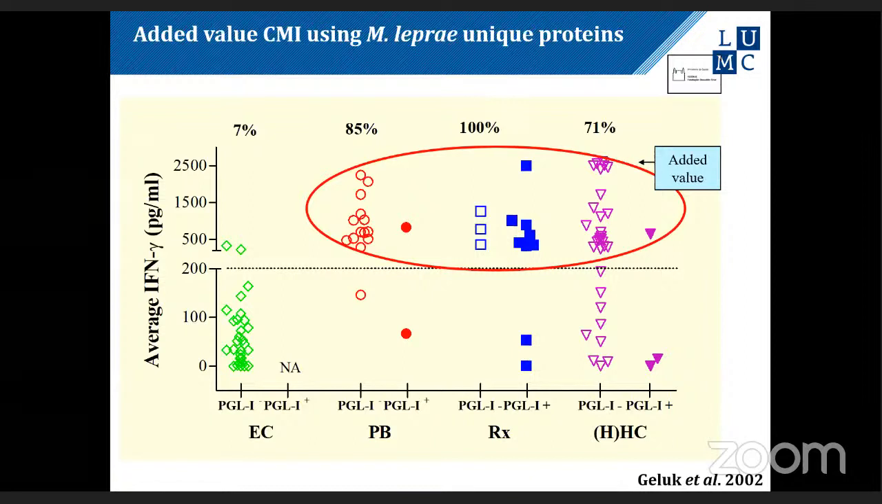So this is an added value because these individuals, they were not PGL1 positive, but they were positive in the IGRA. So at this stage, you thought, okay, we can use this IGRA with M. leprae unique proteins to identify individuals who are infected with Mycobacterium leprae.